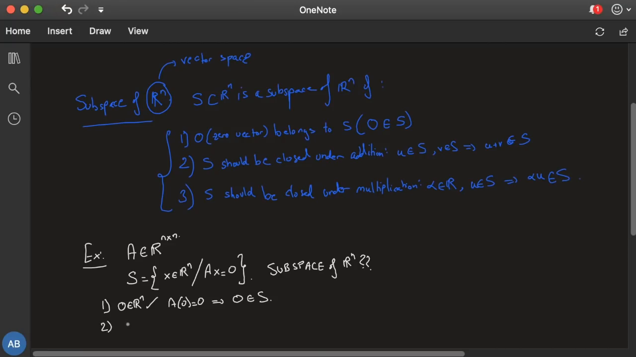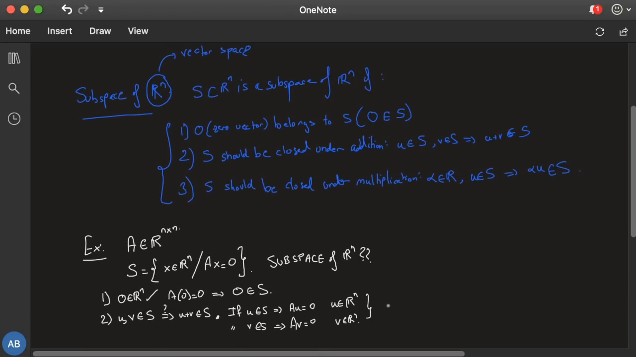Now 2, let's ask ourselves, if I pick U and V in S, does U plus V fall again in S? Let's see what we get. If U is in S, then AU is 0 for a real column vector U. Same thing, if V is in S, then AV is 0 for V in Rn. What about U plus V? Does it fall in S? Well, those two indicate that A times U plus A times V is 0, right?